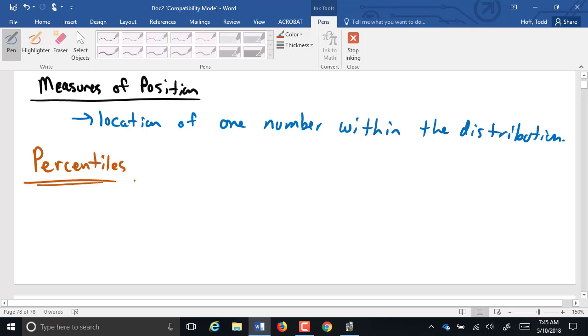You've probably heard this before if you've had kids or done any sort of standardized testing. Have you been told, well, your kid's height is in the 73rd percentile, or your test score puts you in the 81st percentile? What does that mean? Where the percentile is the percent of the whole population.